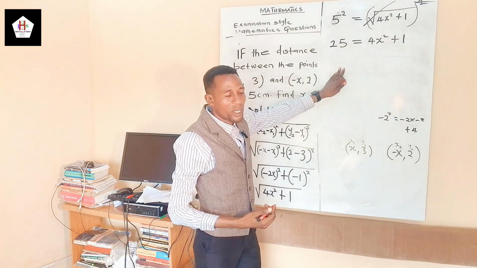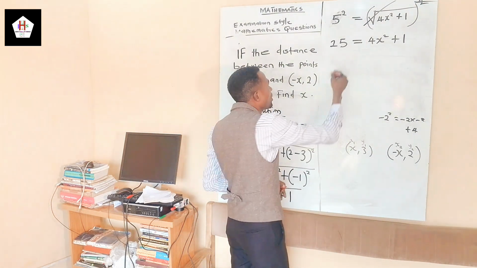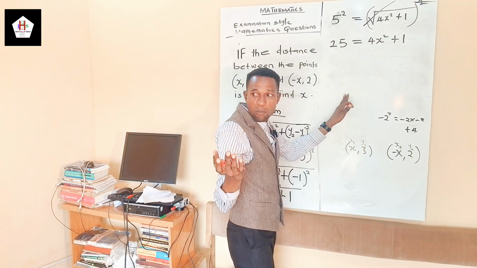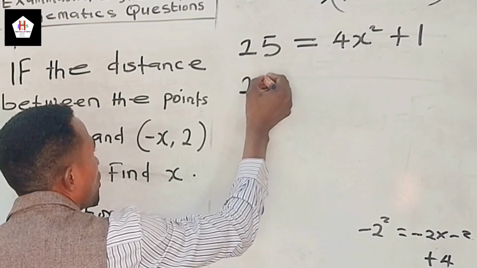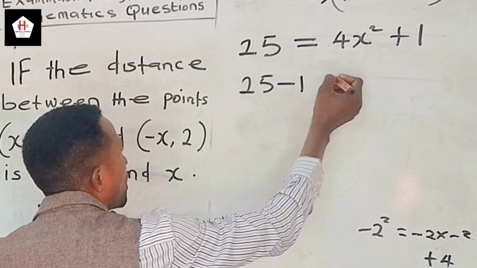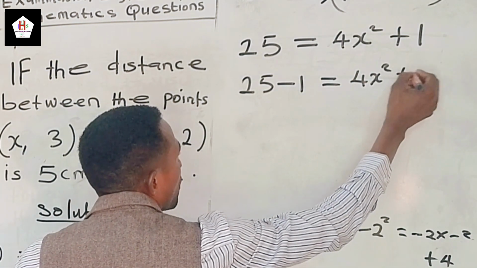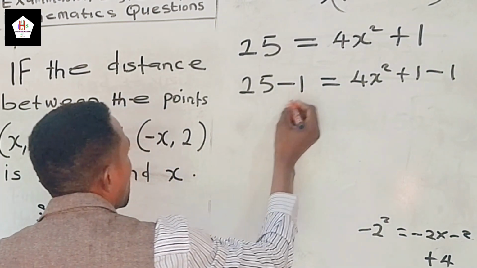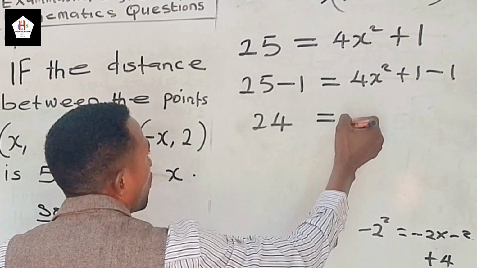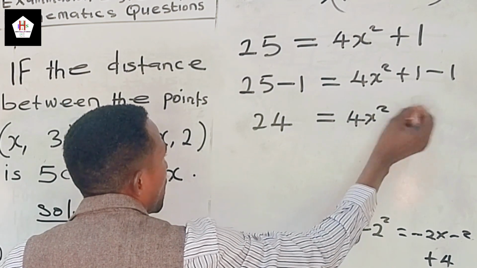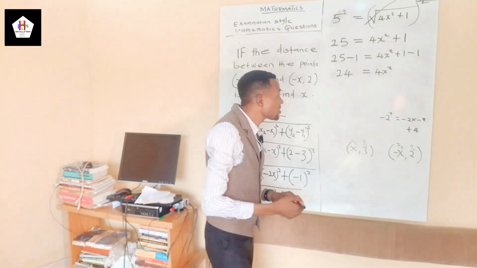Can you see it? We have an equation here. So for that reason, we are going to subtract 1 from both sides. Subtracting 1 from both sides, we say 25 minus 1 equal to 4x squared plus 1 minus 1. This becomes 24. And here we have our 4x squared alone, because 1 minus 1 is 0. No need of writing it.